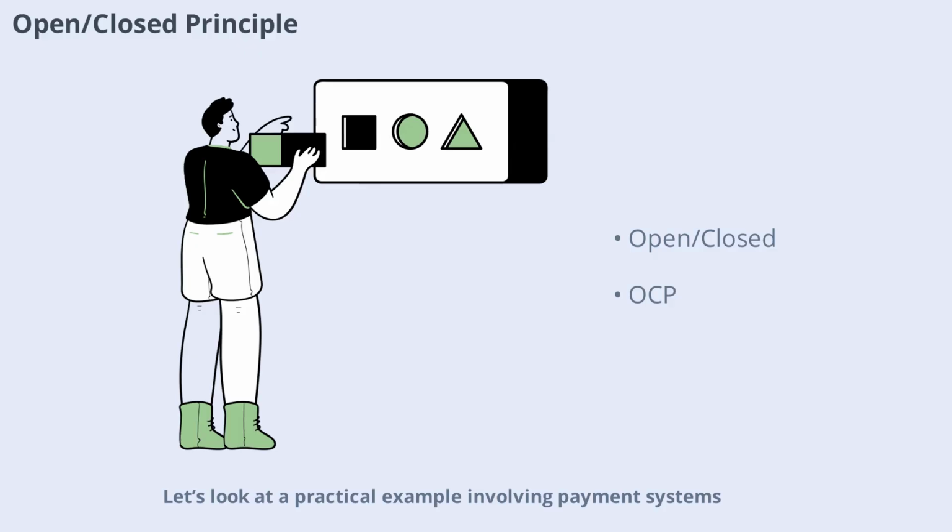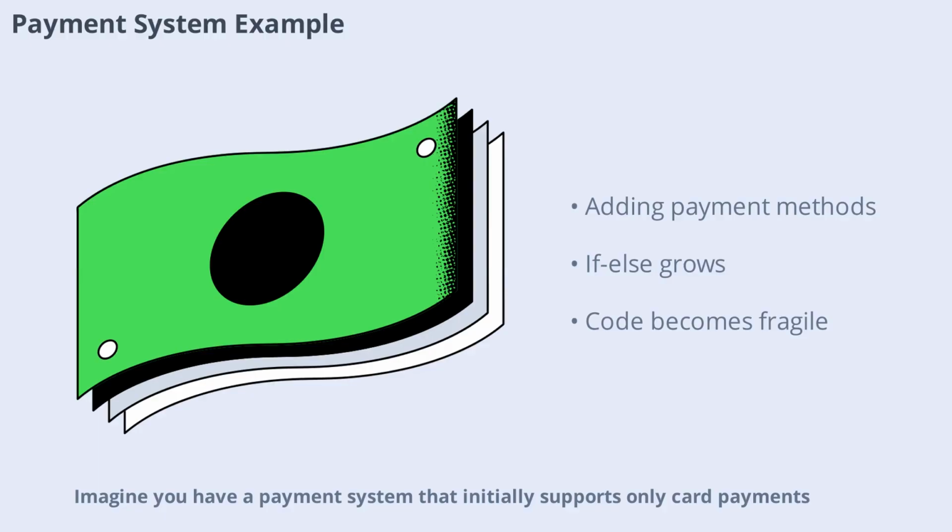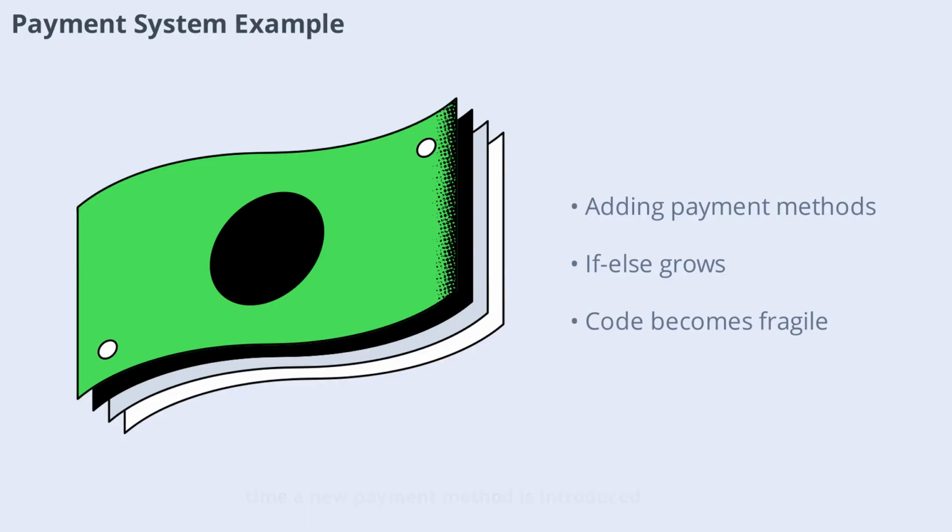Let's look at a practical example involving payment systems. Imagine you have a payment system that initially supports only card payments. As your application grows, you need to add support for UPI, wallet, and crypto payments. A common approach is to add more if-else statements to the existing class. However, this means modifying the same class every time a new payment method is introduced, which can lead to errors and make the code harder to maintain.